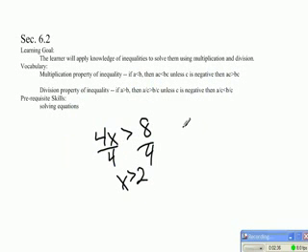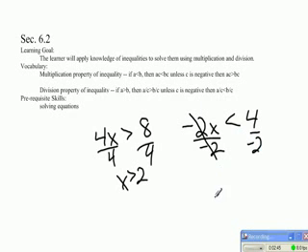Or in the case of a negative, if I had something like negative 2 times x is less than 4, I could divide by negative 2. Those would cancel, and you would get x, and you get negative 2. But this sign would have to flip because I divided by a negative 2.